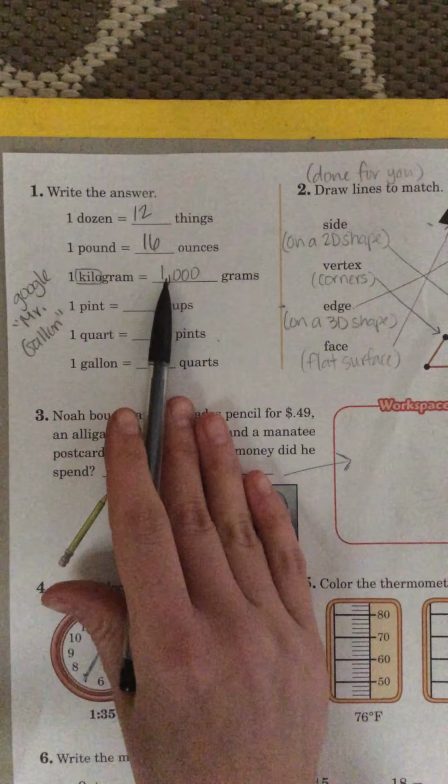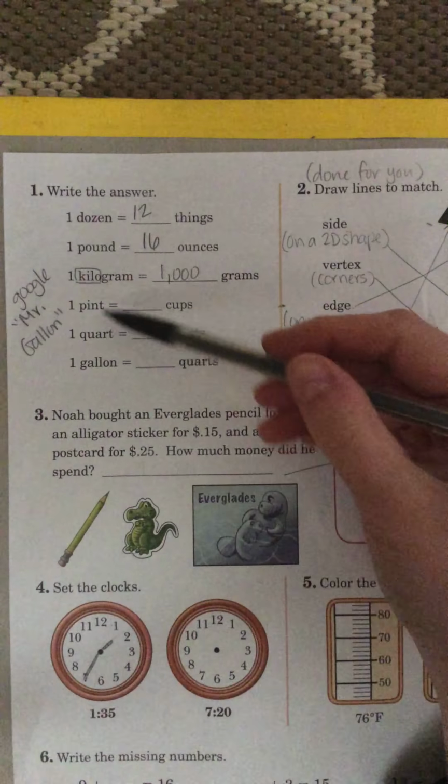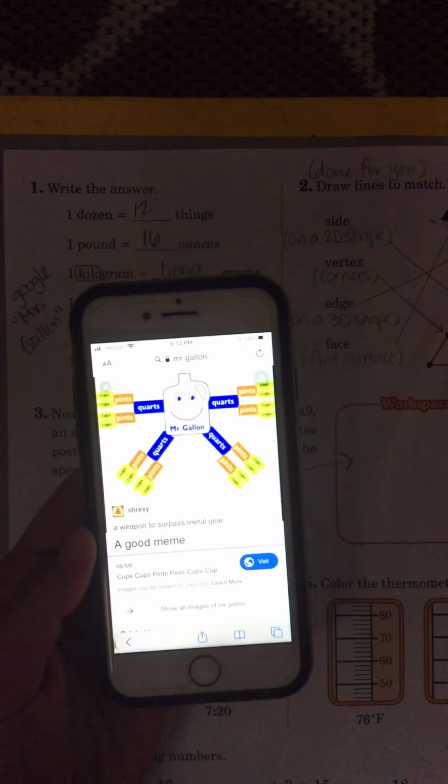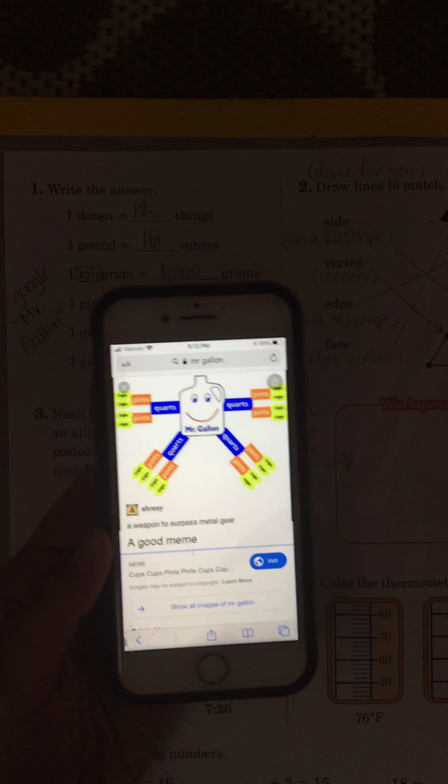Our clue for that are the letters K-I-L-O. Kilo means 1,000. For the last three we can use Mr. Gallon. So if you look up on Google, type in Mr. Gallon and he will appear. It's the same one we use at school.